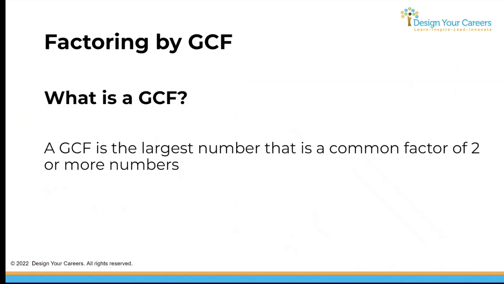So first, we're going to cover factoring by GCF, also known as greatest common factor. Before we get into this, however, we should understand what a GCF is. So what is a GCF? A GCF is the largest number that is a common factor of 2 or more numbers or terms. So for example, the GCF of 6 and 9 would be 3 because it is the largest number that is a factor of both terms. Another example would be 12 and 4. GCF would be 4.